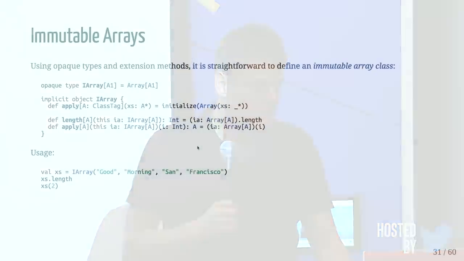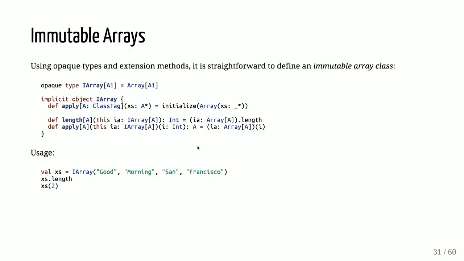Okay. So one really nice application of opaque types is immutable arrays. Opaque types enable immutable arrays. And here's a way that can be done. We can now define a type, opaque type IArray, for immutable array, and that's the same thing as Array of A.